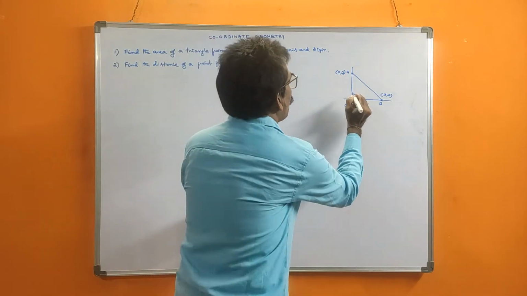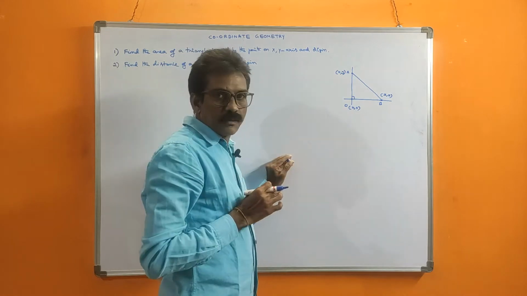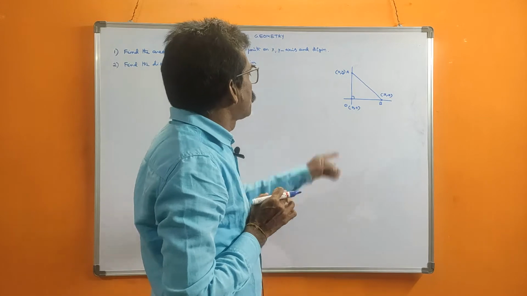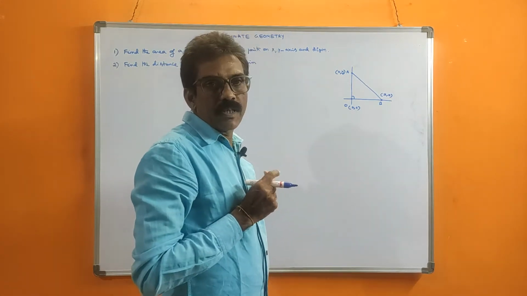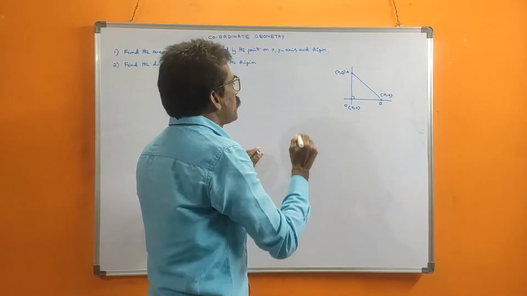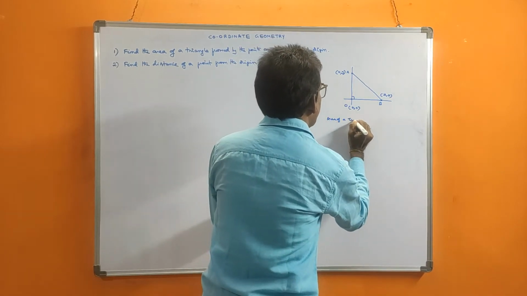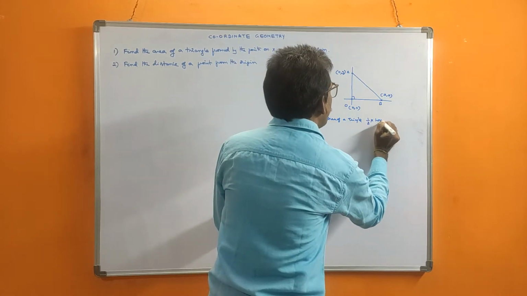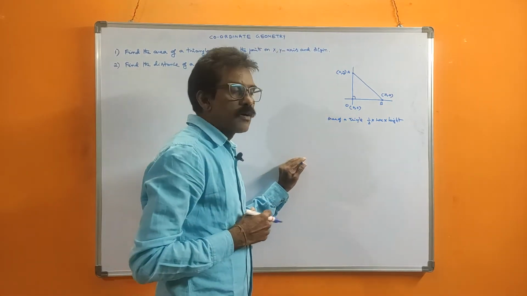Now we know this angle is 90 degrees, because the coordinate axes intersect at 90 degrees only. The angle between the x axis and the y axis is always 90 degrees. Therefore it is a right angle triangle. In the right angle triangle, we know the area of a triangle is generally half into base into height. This is the area of any triangle.